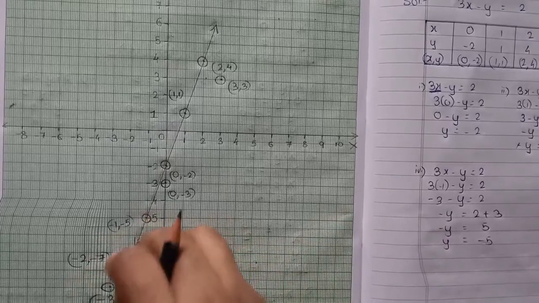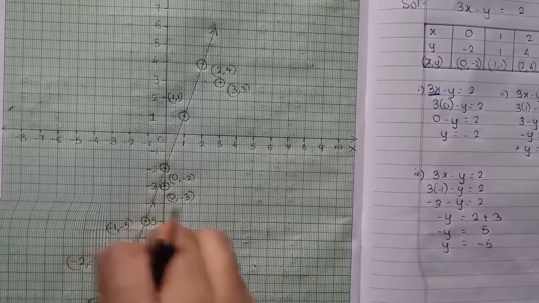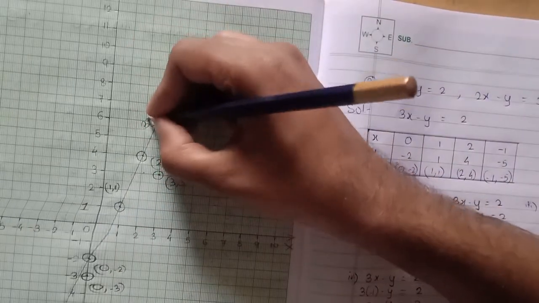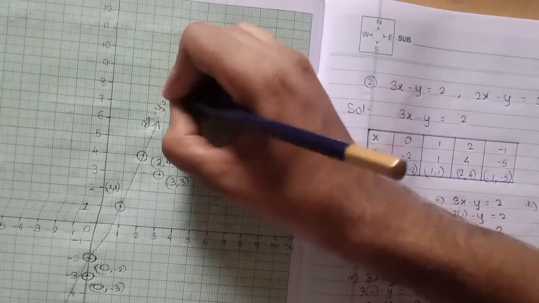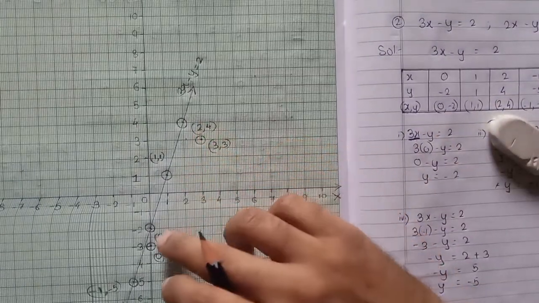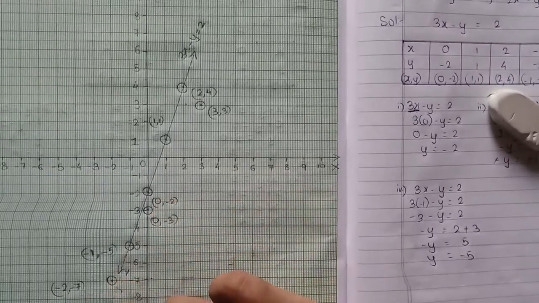I will erase these equations and write it on the other side, just because it's coming in between. 3x minus y is equal to 2. Now draw the line passing through these points. 1, 2, 3 and 4.